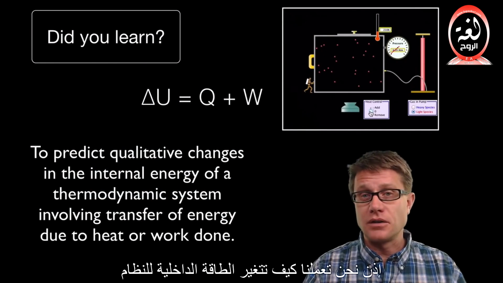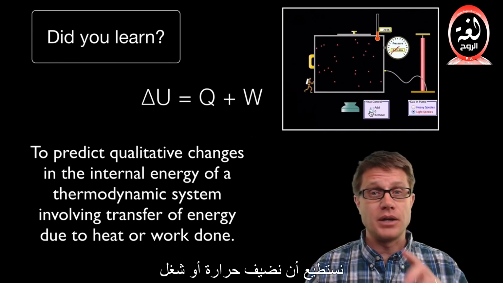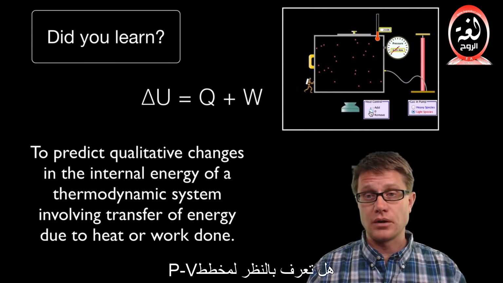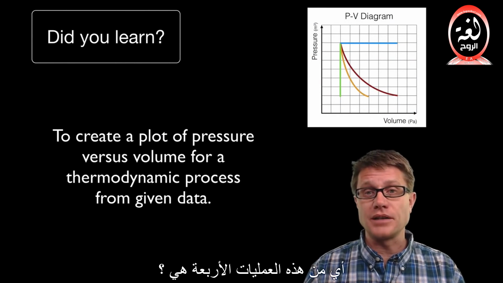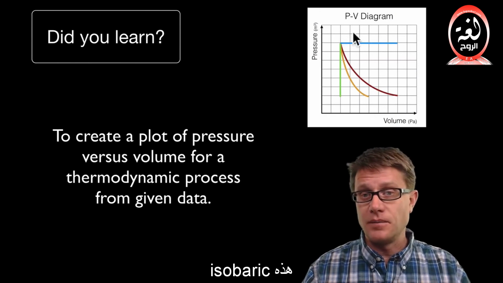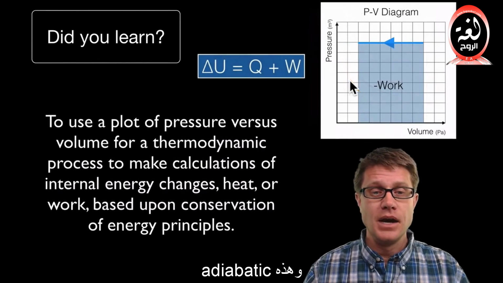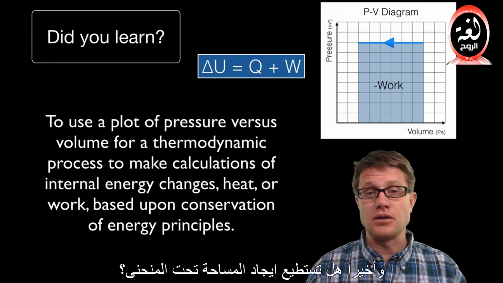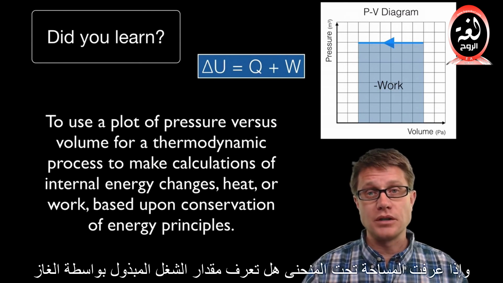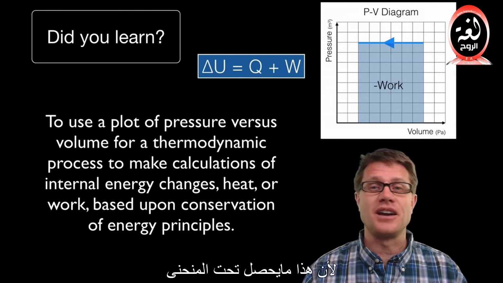And so did you learn to figure out how internal energy in a system can change? It's really only two things. We could add heat or Q, or we could do work. Do you know, looking at a PV diagram, which of the 3 or 4 processes this is? So this would be isobaric, this would be isovolumetric, this would be isothermal, and this is going to be adiabatic. And then finally, could you find the area under the curve? And if you know the area under the curve, could you figure out how much work is being done by the gas? Because that's going to be what's under the curve. I hope so, and I hope that was helpful.